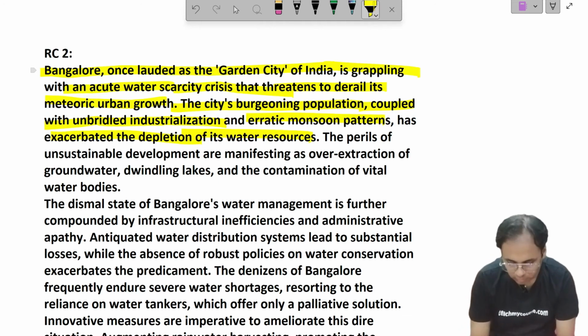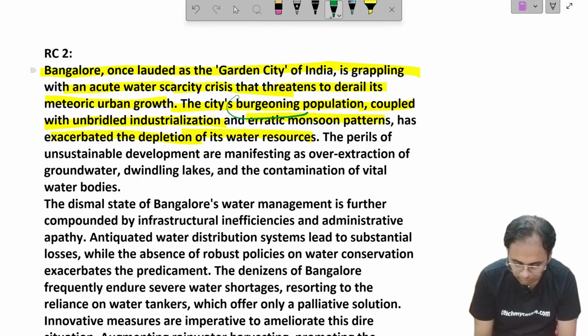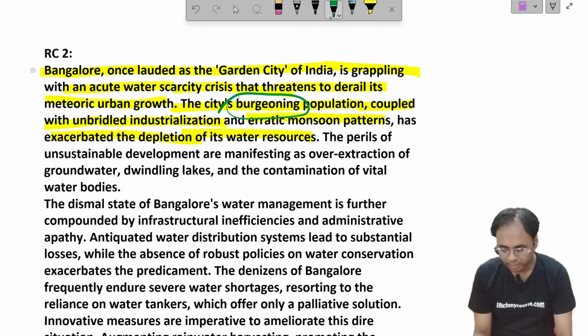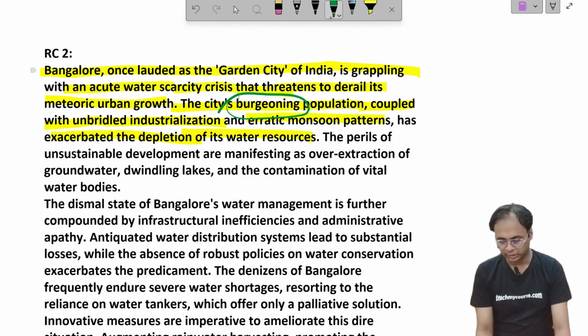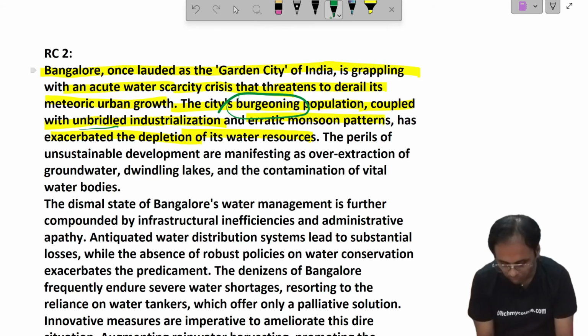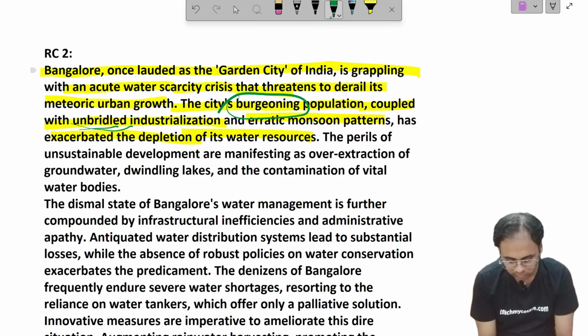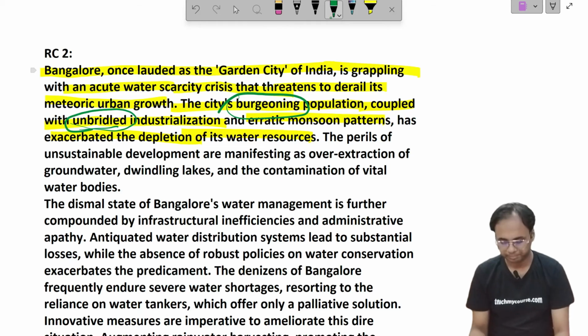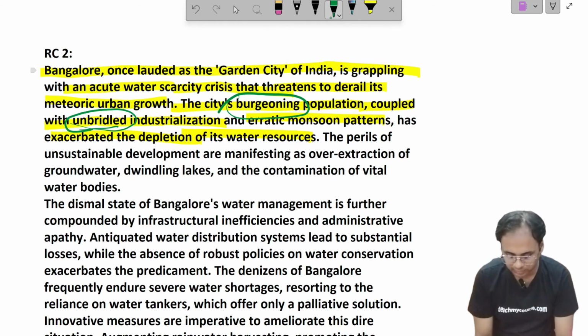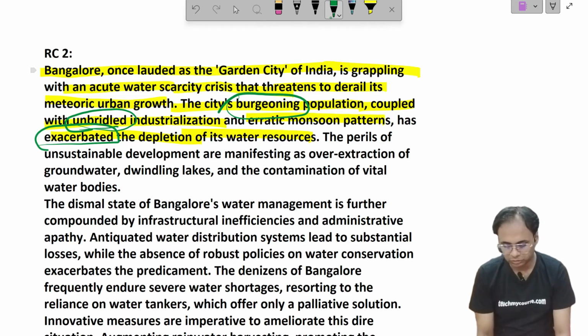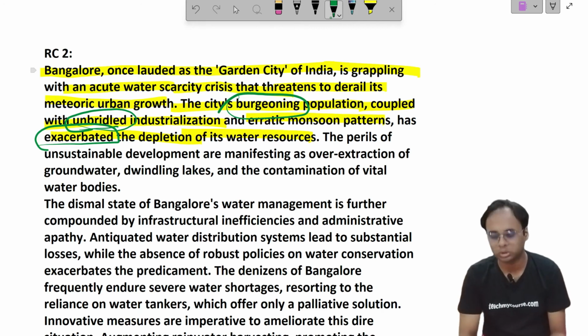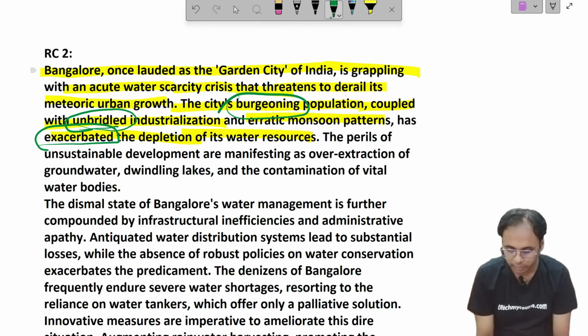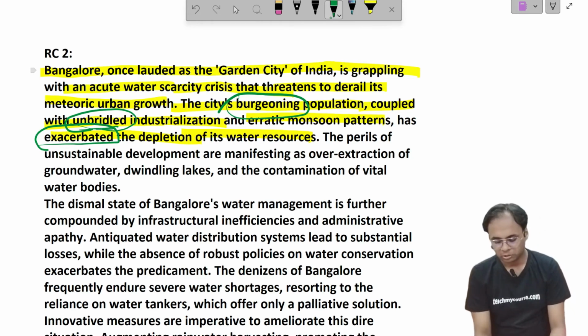So what does that mean? We have some words like the city's burgeoning population. Burgeoning means rapidly growing. Unbridled industrialization means uncontrollably growing, quite uncontrollable. And erratic monsoon patterns has exacerbated, which means worsened, the depletion of its water resources. It was already tight on water resources. So the burgeoning population coupled with uncontrollable industrialization and erratic monsoon patterns has worsened the depletion of its water resources.